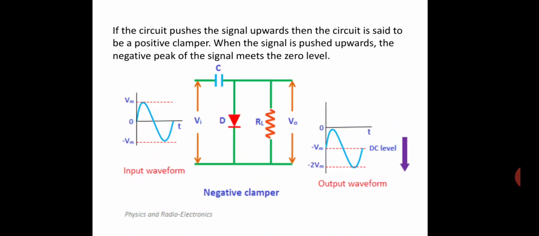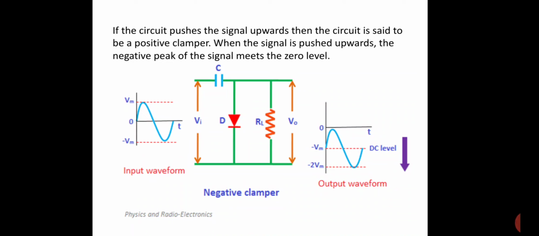And in a negative clamper, the output appears in the negative cycle. In the positive cycle the output is 0. Let's discuss the circuit with capacitor, diode and load resistance RL. Only the diode is changed, the parts are interchanged. The position of the diode is changed.